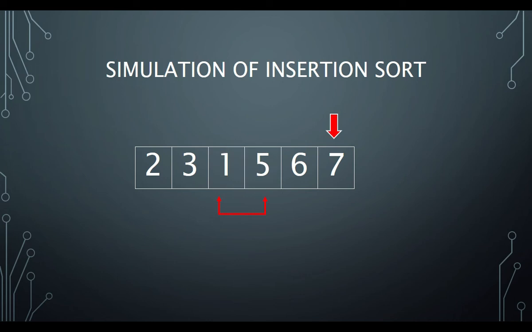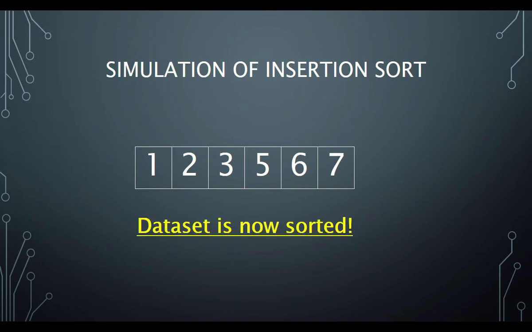And again, swapping had occurred, so we need to move on to the previous elements. And we know that 3 is greater than 1, so we need to do swapping. And again, swapping had occurred, so let's move to the previous elements. And we know that 2 is greater than 1, so we need to swap these numbers. And since we have already completed comparing all the elements to each other, we are now through with our sorting. Dataset is now sorted.